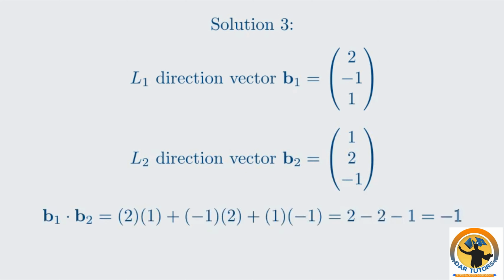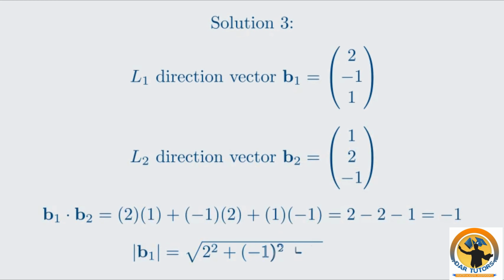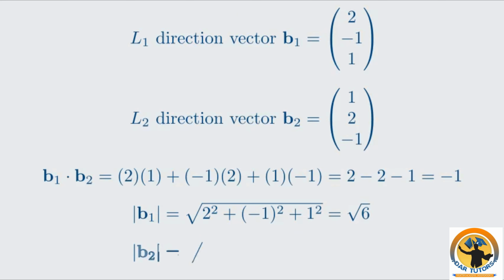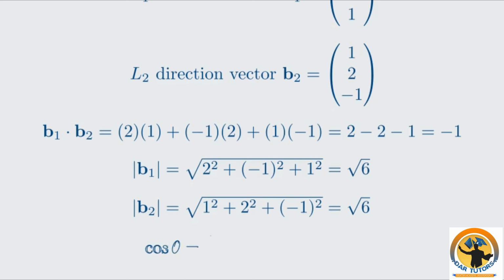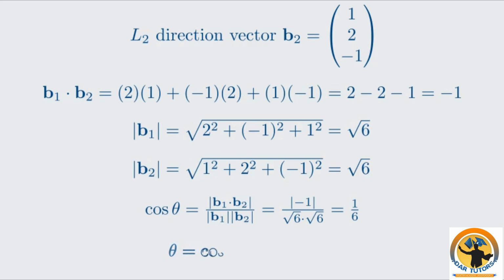The dot product is -1. The magnitude of B1 is the square root of 6, and the magnitude of B2 is also the square root of 6. Using the angle formula, cosine of theta equals the absolute value of -1 divided by the square root of 6 times the square root of 6. This simplifies to 1/6. Taking the inverse cosine, we find the acute angle between the lines is approximately 80.4 degrees.